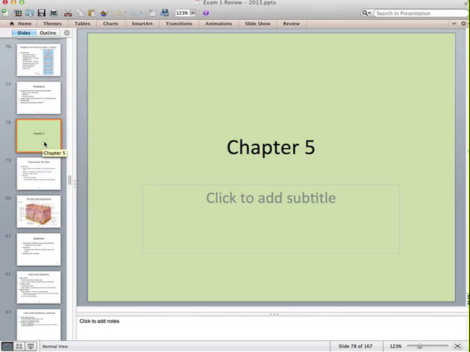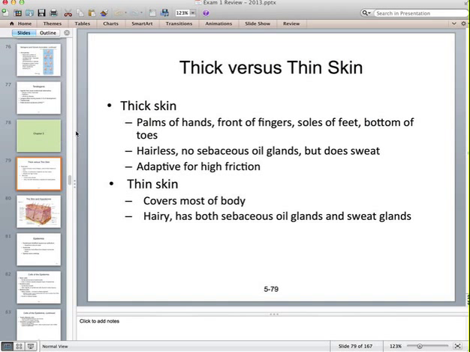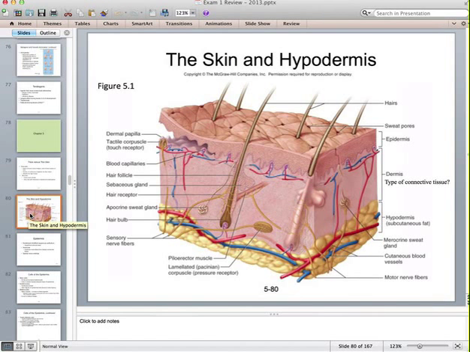Okay, chapter 5, the integument. It's kind of a rehash of some of the stuff we talked about in chapter 3. You have thick and thin skin. I would understand the difference and where you have either. This is a fantastic image as a general overview. You have epidermis, dermis, and hypodermis.